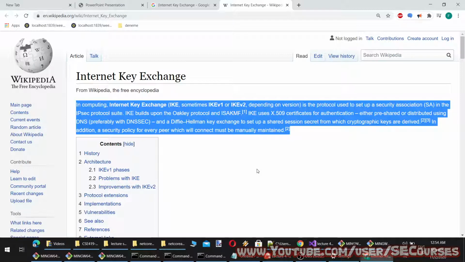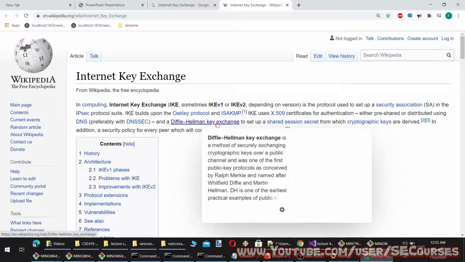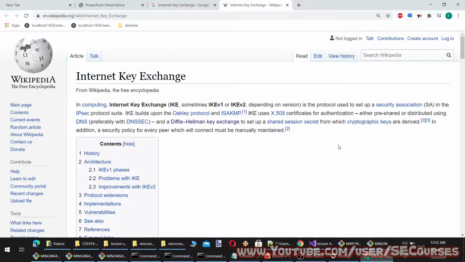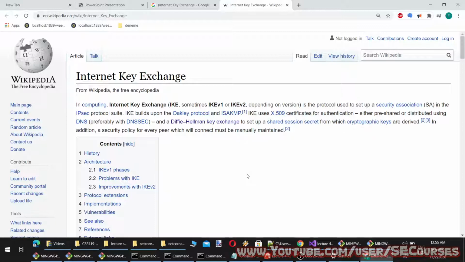In computing, Internet Key Exchange (IKE), sometimes IKEv1 or IKEv2, depending on version, is the protocol used to set up a security association (SA) in the IPsec protocol suite. IKE builds upon the Oakley protocol and ISAKMP. IKE uses X.509 certificates for authentication, either pre-shared or distributed using DNS, preferably with DNSSEC, and a Diffie-Hellman key exchange to set up a shared session secret from which cryptographic keys are derived. In addition, a security policy for every peer which will connect must be manually maintained.